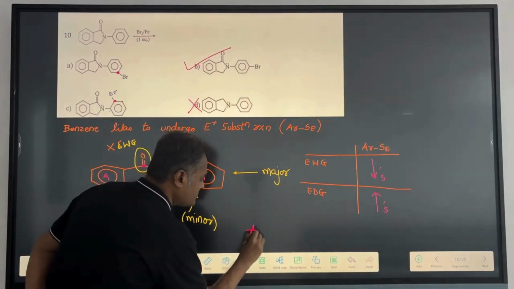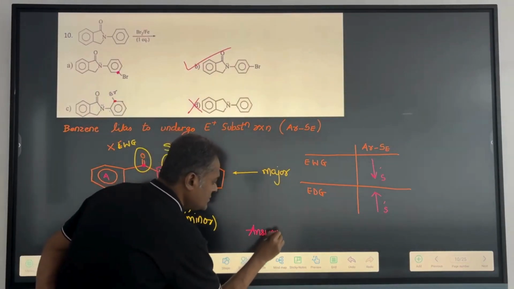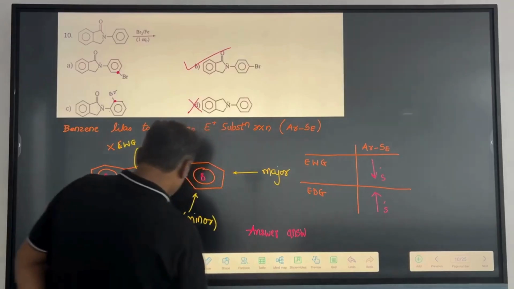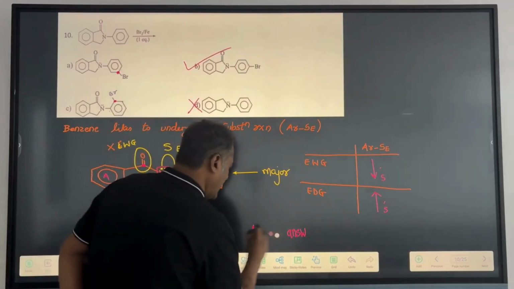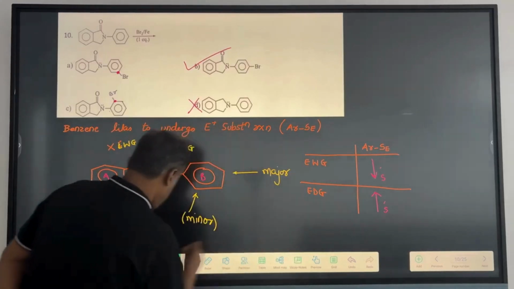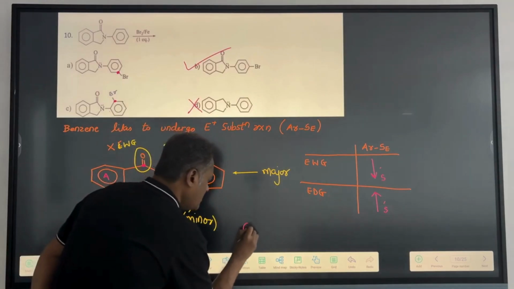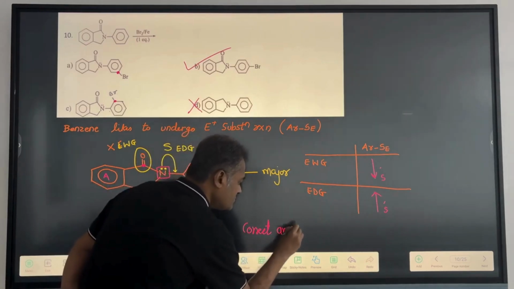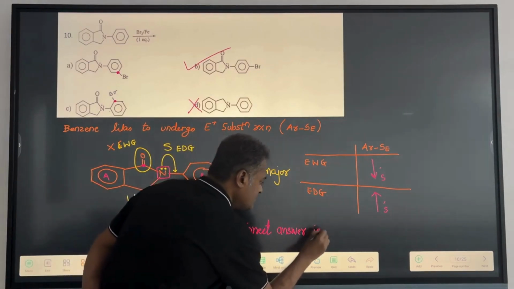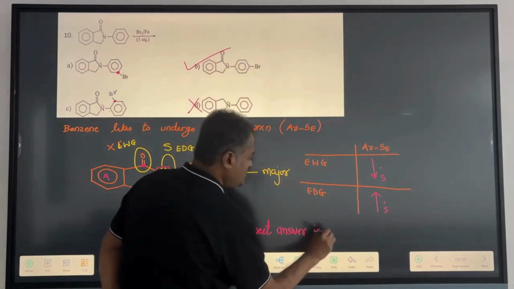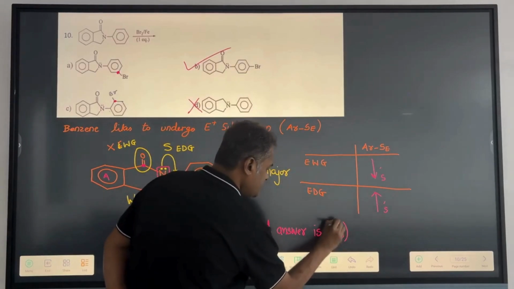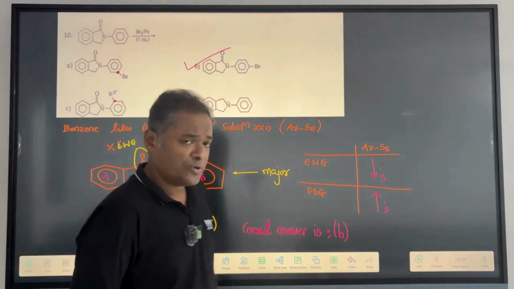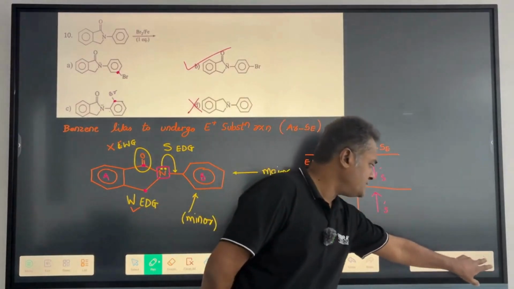So your correct answer for this MCQ is option B. I hope so, child, this is clear. Let's proceed with the next question what we have kid over here.